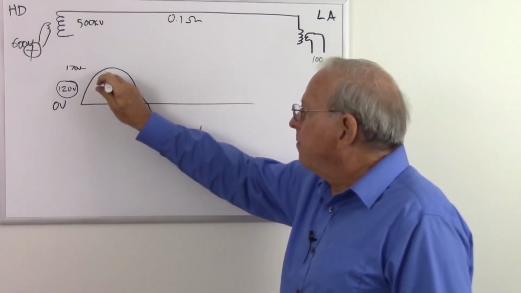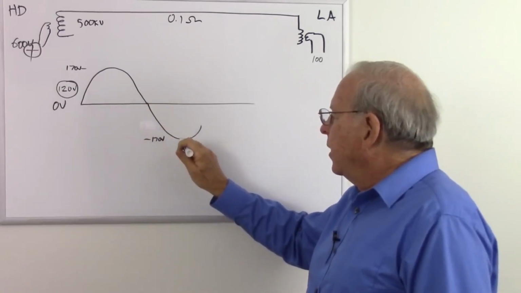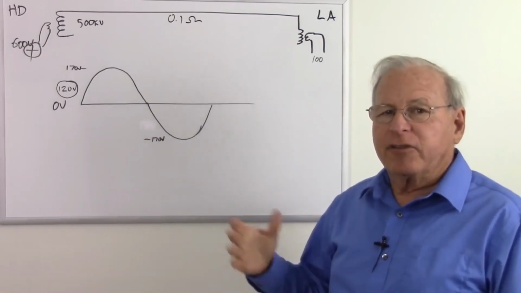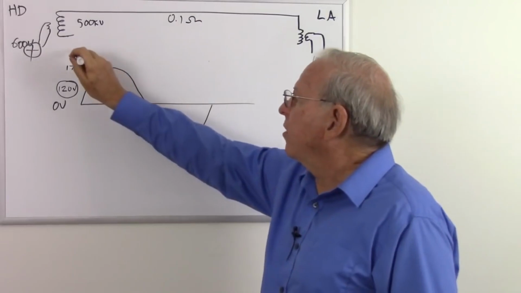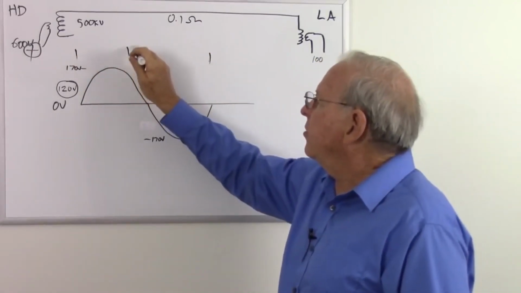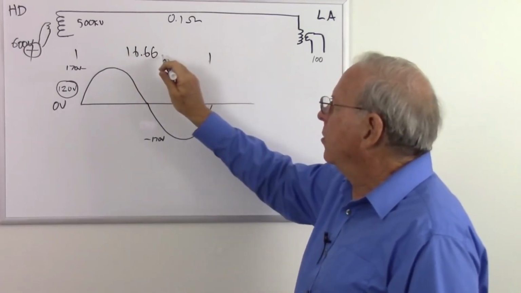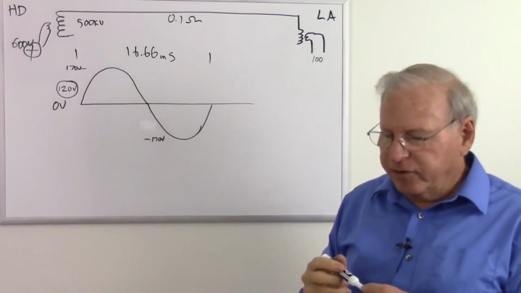So the voltage goes up, levels off, comes back down to 0, goes down to negative 170, and then back down to 0. And it repeats that 60 times every second in North America, and in most of the world it's 50 times every second. So this whole cycle takes 16.66666 repeating milliseconds, and that would be 60 times every second.